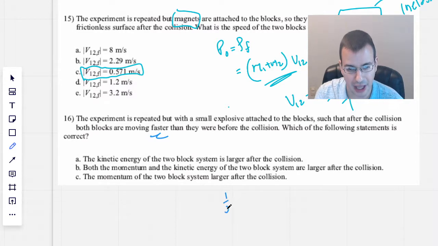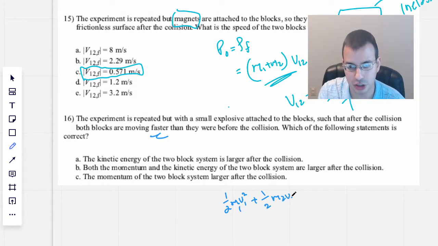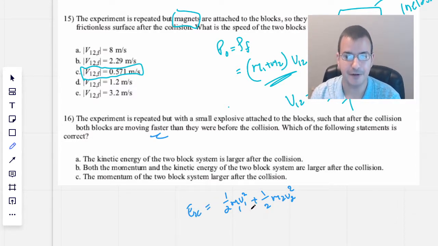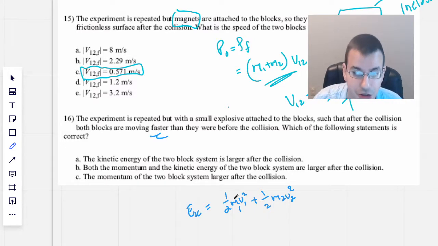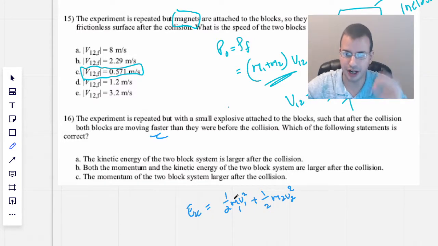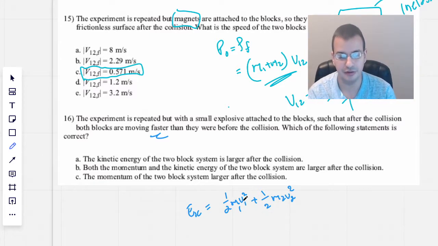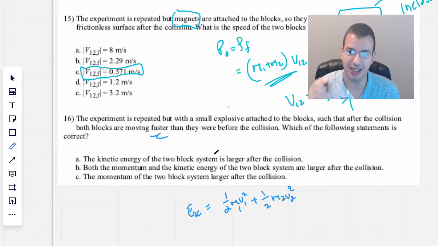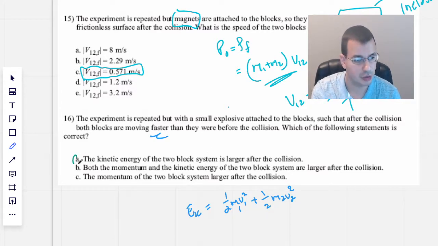So you have 1/2 m1 v1 squared, I'll put a 1 there, plus 1/2, probably 1 there too, mass 2 v2 squared. So this is going to be the kinetic energy of the system. So if they're both moving faster, then all of these are going to stay constant. The 1/2, always going to be 1/2. Mass, those are assumed to be constant here. We're going to assume that the explosion doesn't break off the mass. And the velocity, we know that both got bigger. And since it's both bigger on both sides, we know that the final kinetic energy will be bigger than the initial kinetic energy because they're squared, so the direction doesn't matter. Yes, we know that the kinetic energy of the two-block system is larger after the collision.